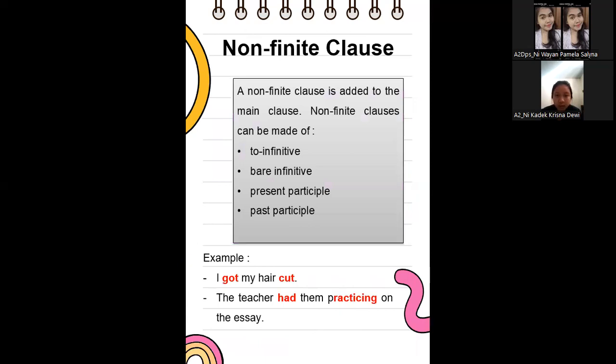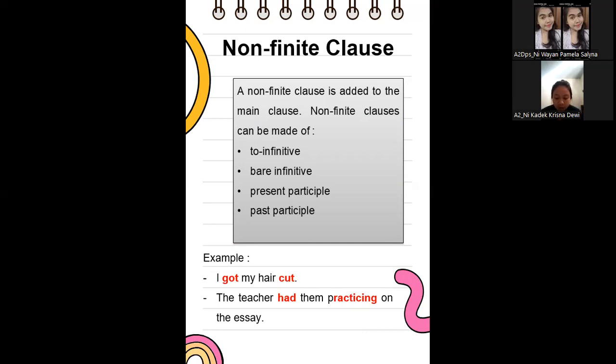And the last topic is non-finite clause. A non-finite clause is added to the main clause. Non-finite clause can be made of to infinitive, bare infinitive, present participle, and past participle. Among the non-finite clauses mentioned, you are familiar with clauses that are formed by the to infinitive and the bare infinitive. Some non-finite clauses are formed by present participle or verb-ing, or past participle.